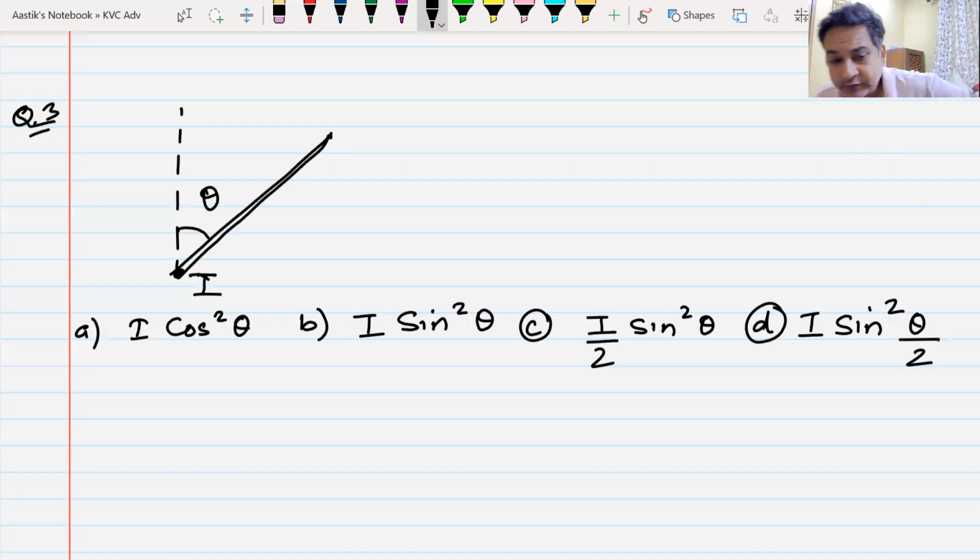Then you have a rod whose moment of inertia about an axis which passes through the end C is I. Now I have an axis which is inclined at an angle of theta, like this. So the rod is like this and your axis is like this. Do you understand this? Yes, sir. What is the moment of inertia of this rod about this axis?